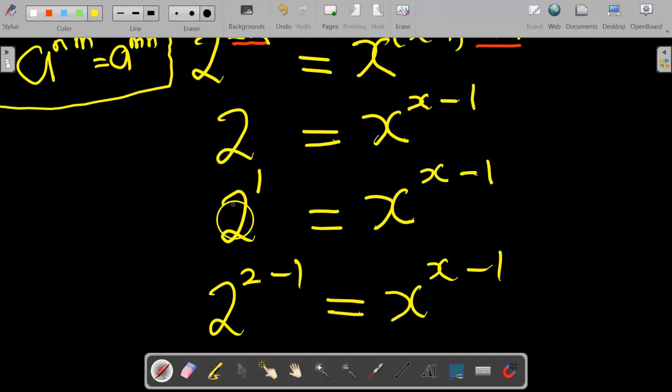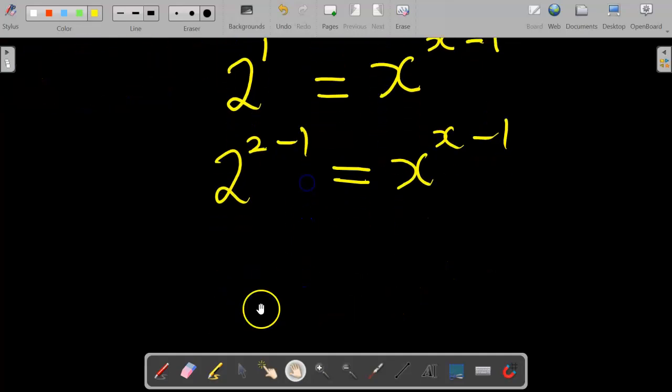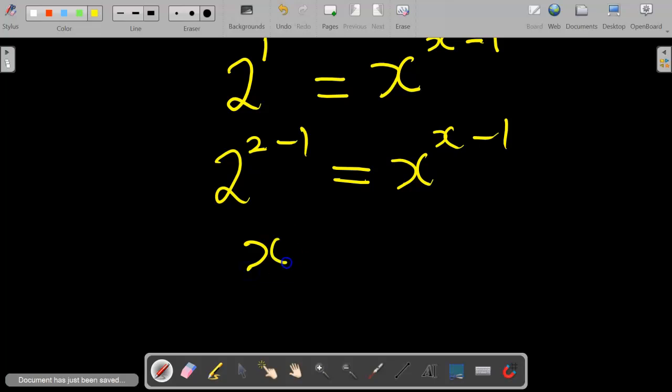You see, the left-hand side does not change. The value is still 2. Therefore, we can conclude that x is equal to 2.